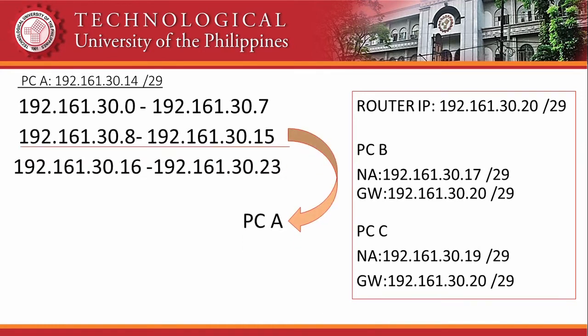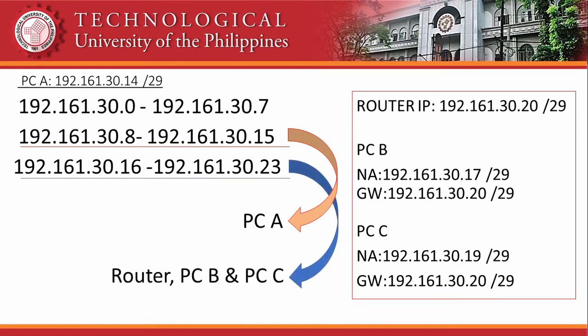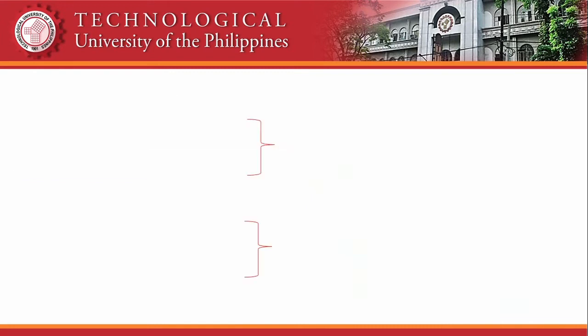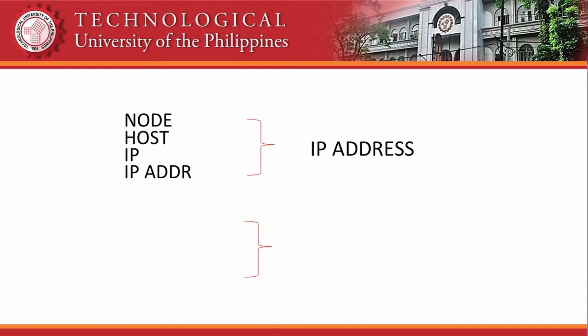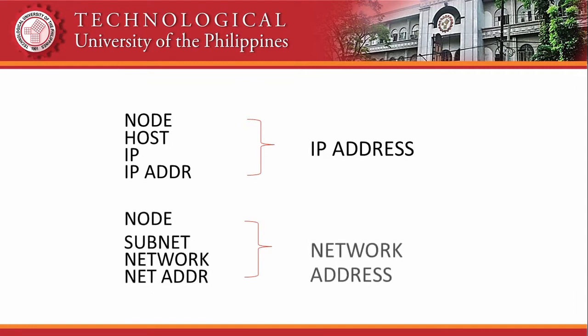As we can see, yung PCA ay nasa pangalawang slice ng subnet natin, while yung router, PCB, at PCC ay nasa pangatlong slice. Meaning, nagkaroon ng problem sa pag-configure kay PCA at nasa labas siya ng network range ng router kaya hindi siya nakakapag-communicate sa internet. Just a reminder, ito yung tinatawag ko na synonyms ng IP address at network address. Ngayon, kung may makikita tayong mga ganyang terms sa question sa CCNA, yun lang yung tinutukoy nila dyan.